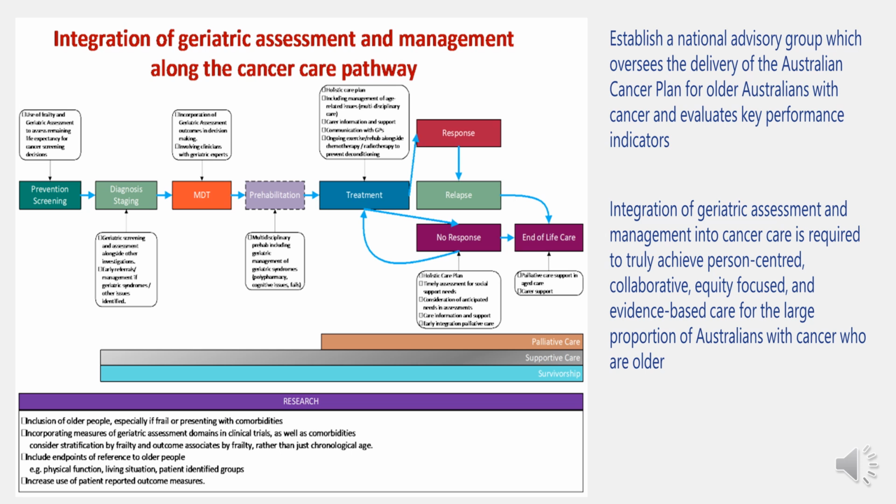to help support not only the patient but their carers in optimal cancer care, to build a cancer and aged care workforce with skills and competency to meet the needs of the large number of older Australians with cancer, and establish a national advisory group which would oversee the delivery of cancer care within the plan for older Australians with cancer, to evaluate key performance indicators and develop an optimal care pathway for treatment of older patients with cancer.